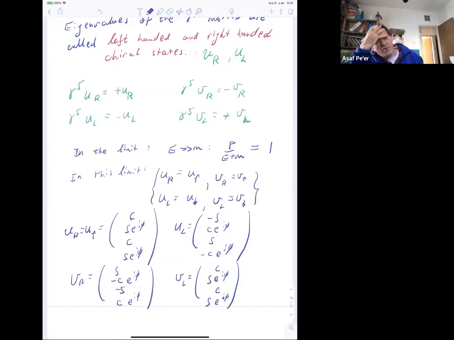Now, one comment here is that although the spinors UR and VL look the same, and UL is minus VR, they still represent different states of particles and antiparticles, because there is also the spatial part. This is just the intrinsic part.